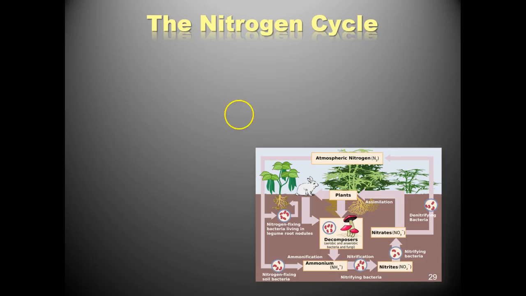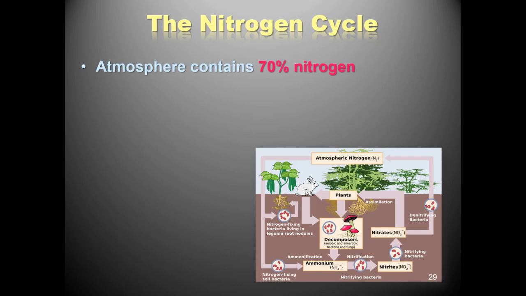Now we're going to look at the nitrogen cycle. There are a lot of elements that cycle in this earth, some of them more significant than others, and nitrogen is probably one of the most important ones. And there's certainly a lot of information about microorganisms being involved in that. So we're going to talk about that.